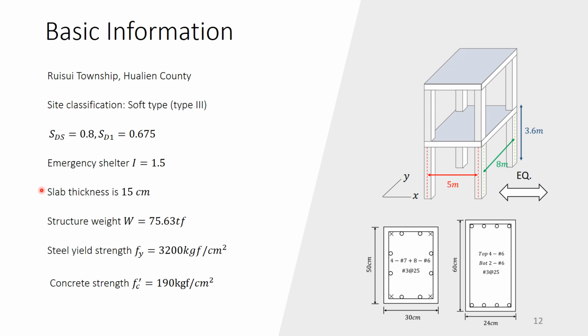Also, we know the structure slab thickness is 15 centimeters. Its beam and column section size. So the structure weight is obtained. W is 75.6 ton. The steel yield strength Fy is 3,200 kgf per cm square. And the concrete strength f'c will be 190 kgf per cm square. We know that it is a weak concrete strength.